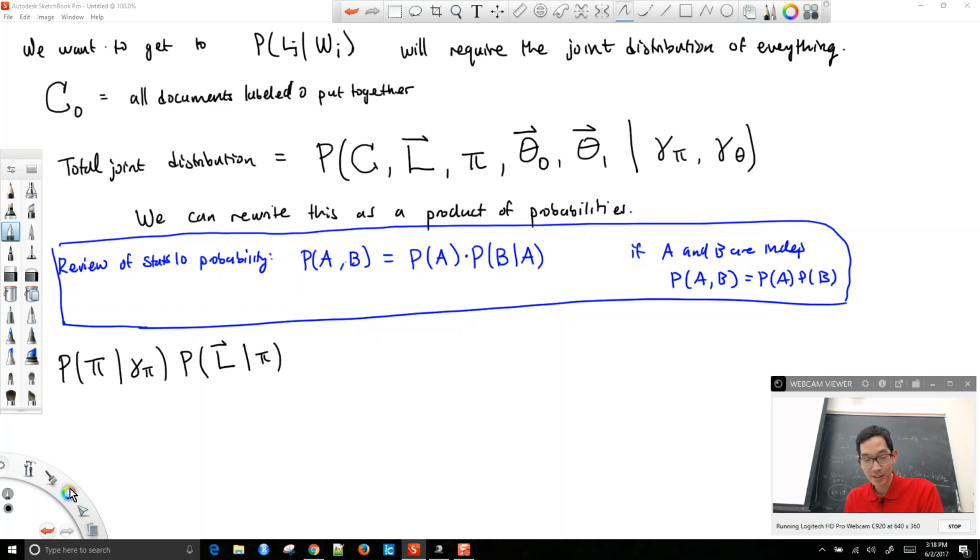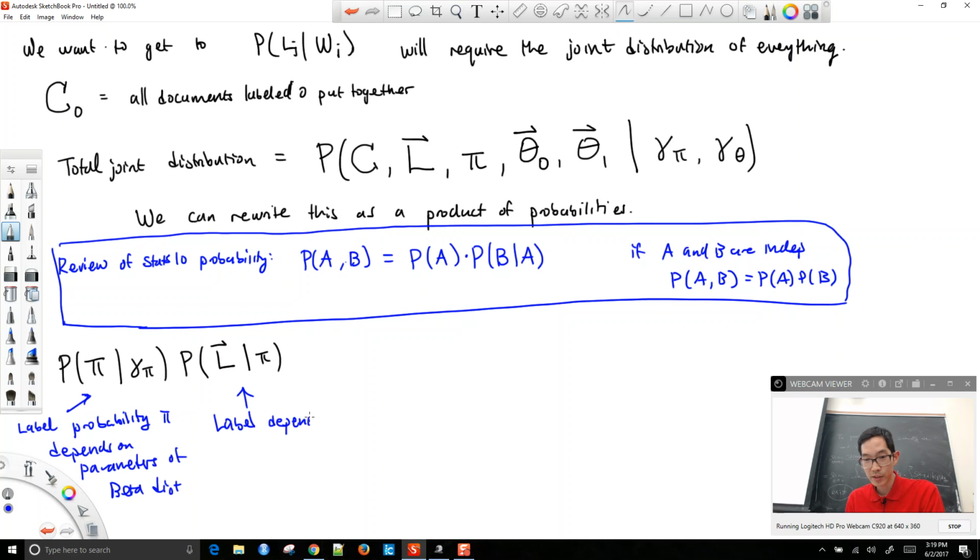Here maybe I'll write all of these out. The label probability pi depends on the parameters of the beta distribution. The label depends on the label probability, pi. What else do we need?